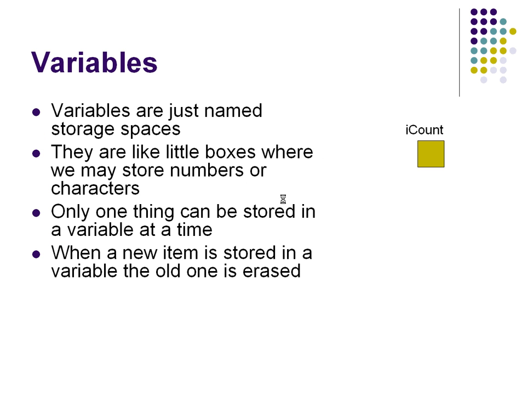This second part deals, first of all, with a little look at variables. A variable is just a named storage space. We have something over there we call iCount. It's a variable. It's a place we put things, like a little box where we can store numbers or characters. The thing about a variable is only one thing at a time can be stored there. If you push one number into it, it stays there. Then if you put another number into it, the first number goes away. The old one is erased. So only one thing at a time.